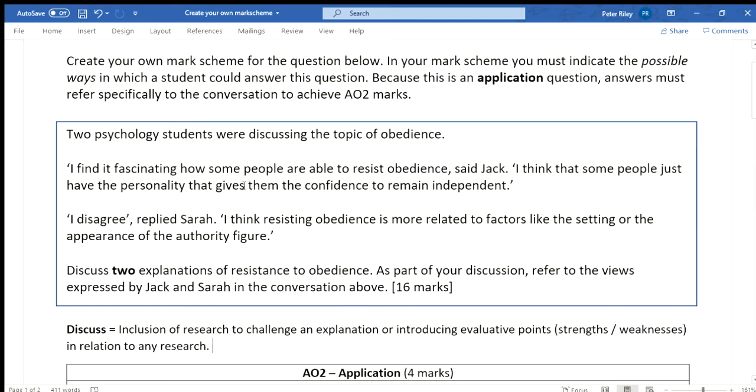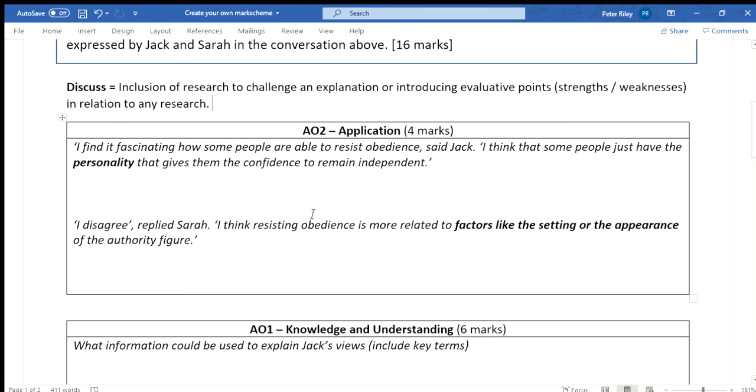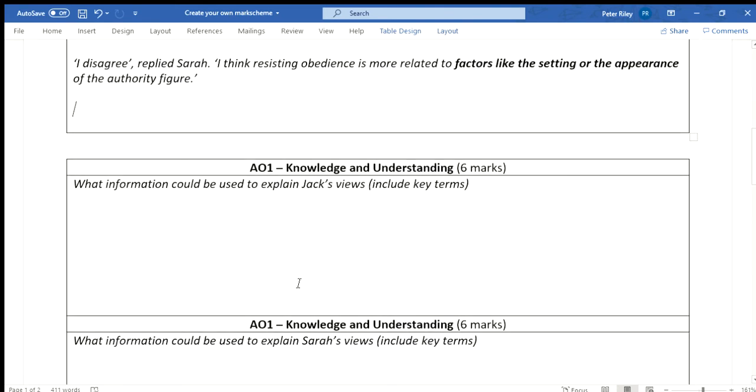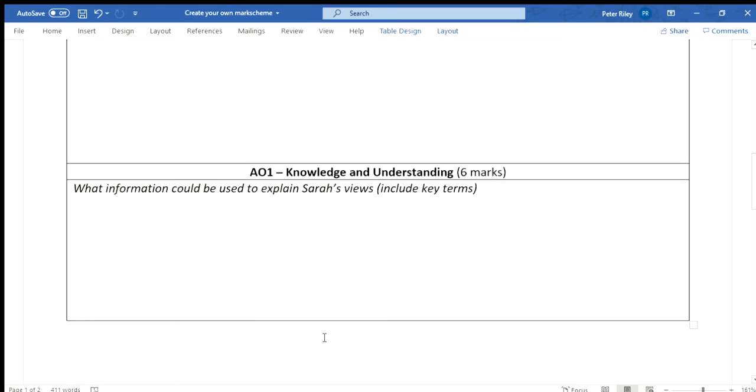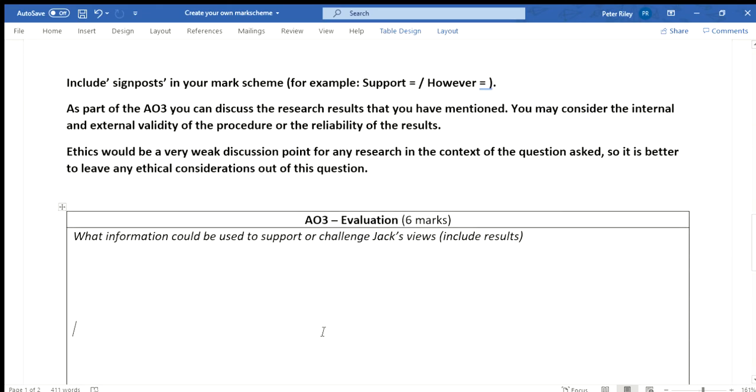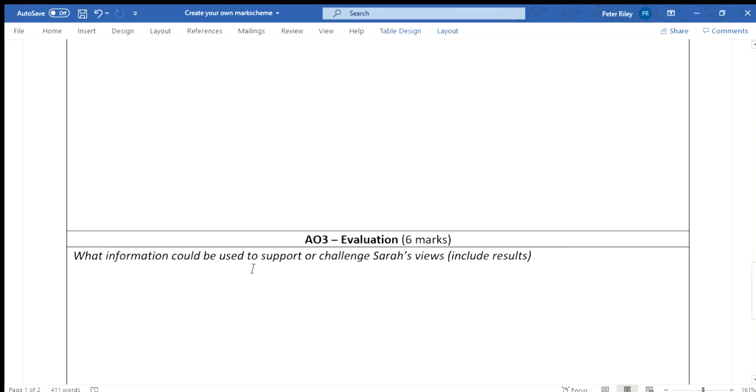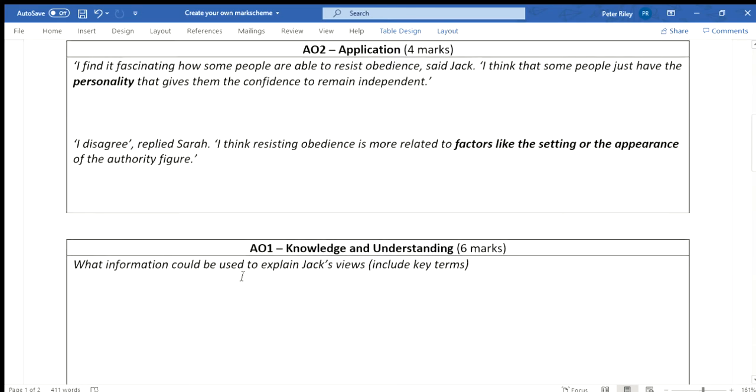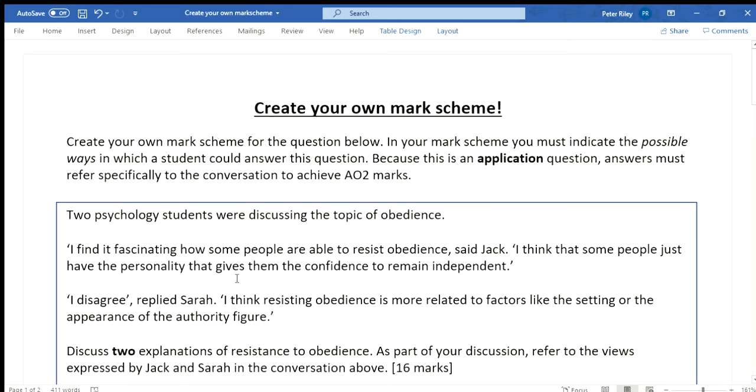So what I'd like you to do is fill in the blanks on these tables. You can either do it on the computer, so just edit the document, or print this off and complete it by hand. Only write in bullet points, because that's how a mark scheme would effectively be created. The examiners would be provided with just a list of key ideas or key words that might appear in a student's answer.